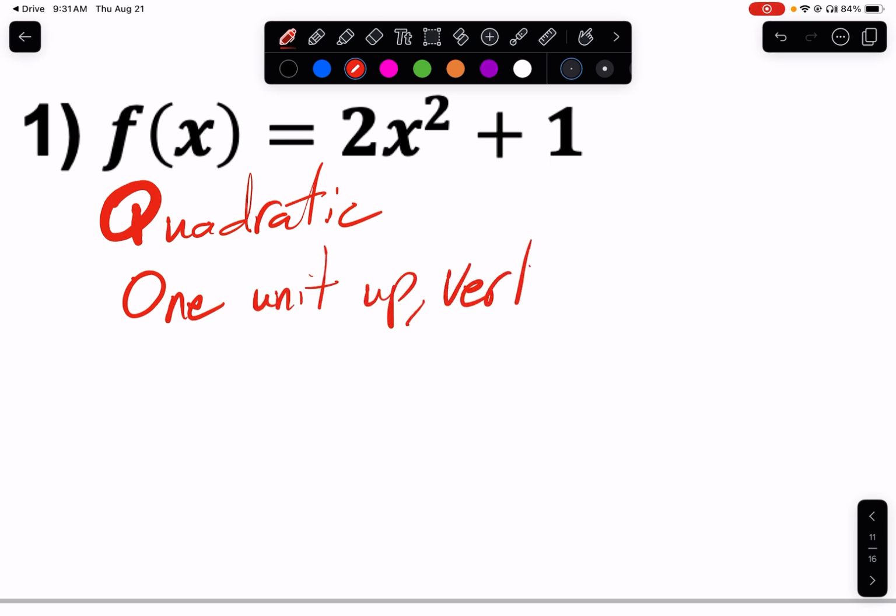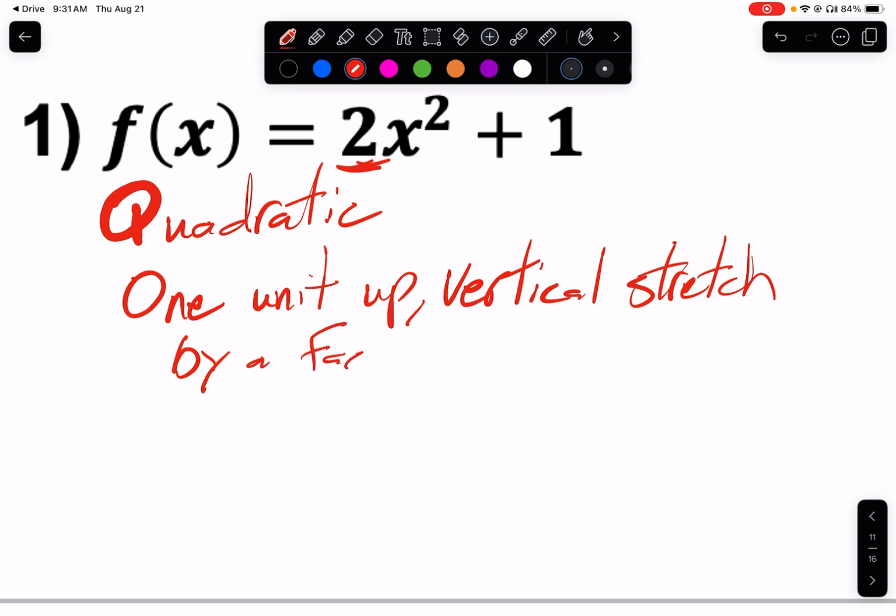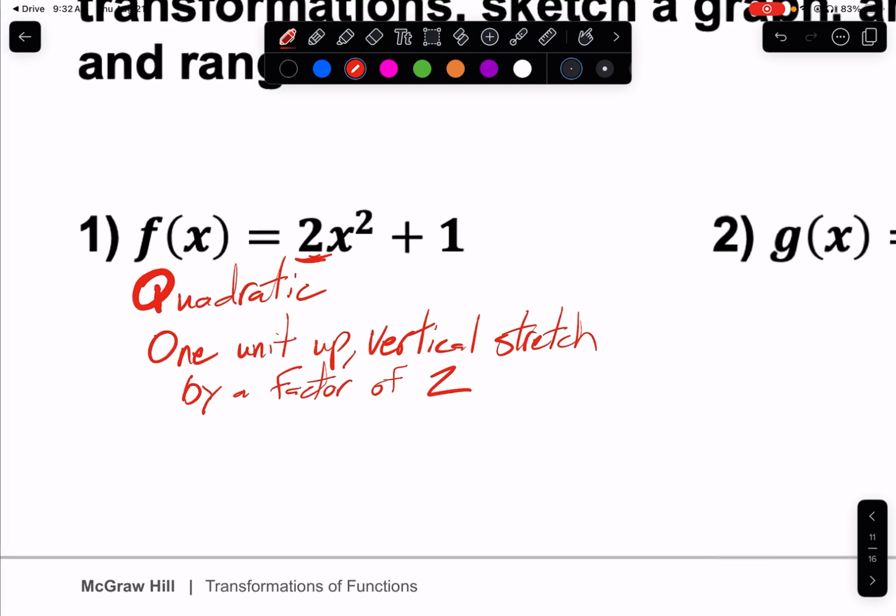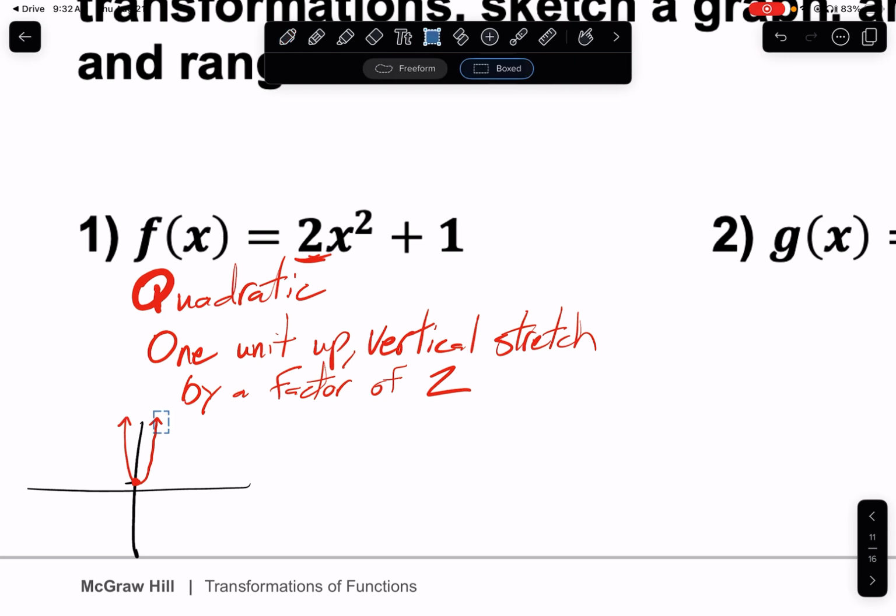Okay, and then we have vertical stretch because we have 2 as the A, vertical stretch by a factor of 2. Okay, then our graph is going to be over or up 1. Okay, and then we know it's a parabola. We have a vertical stretch, so instead of it being our normal parent function, it's going to be a little skinnier and narrower. Something like that.